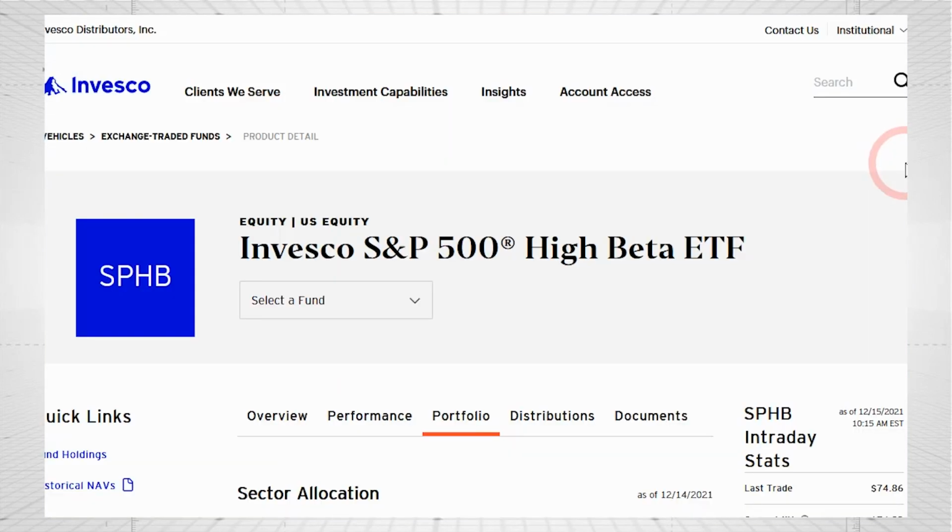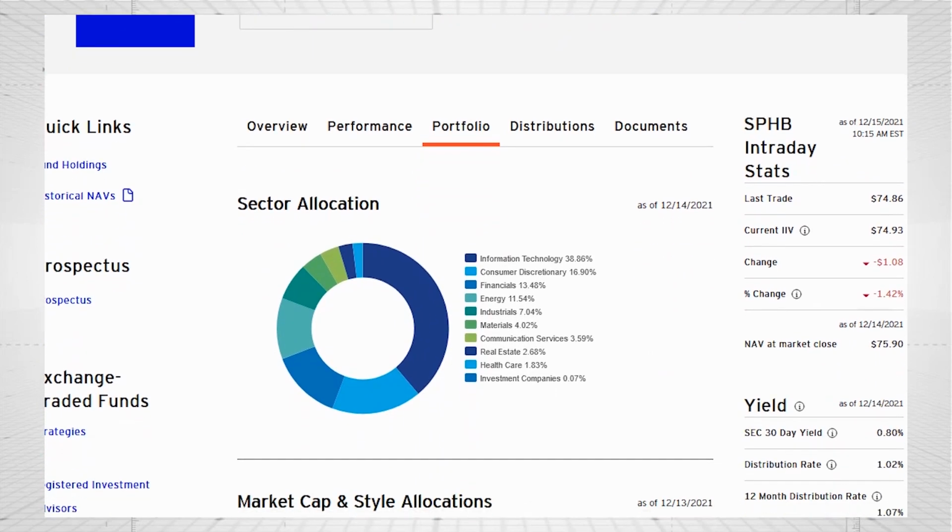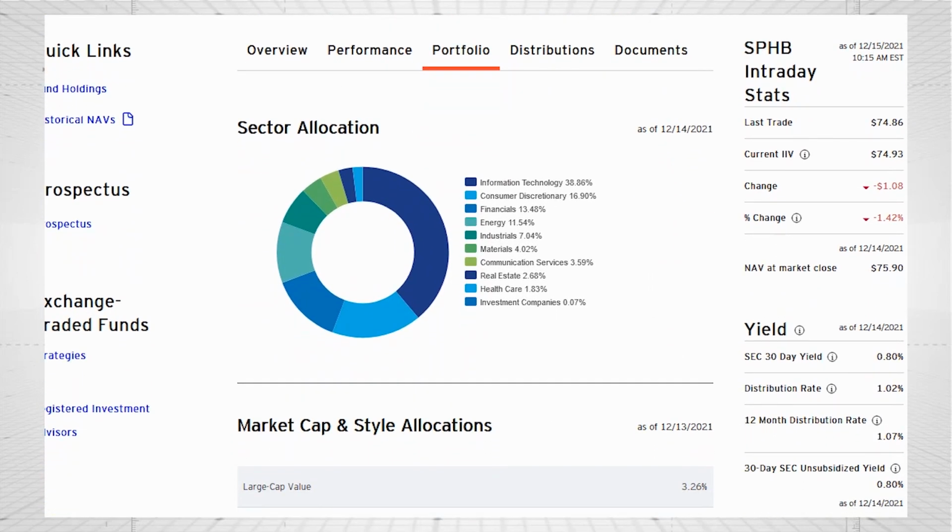So before looking at this next ratio chart, I want to show you the reason I'm using these 2 ETFs. I'm using the S&P 500 high beta ETF because it represents the appetite for risk in the stock market, the S&P 500. And you can see the biggest sector is information technology, 39%, consumer discretionary, 17%, financials, 13.5%, energy, 11.5%. But clearly a lot of beta going in from information technology and consumer discretionary sectors.